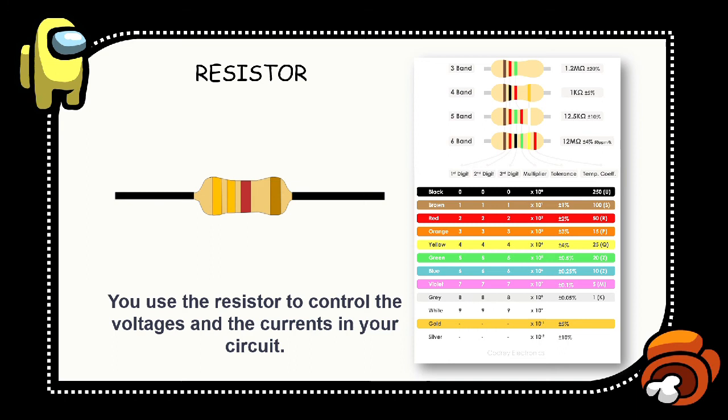You use the resistor to control the voltages and the currents in your circuit. So, ang mga resistor, kay naa siya lahi-lahi na type, kay lahi-lahi man pud ang iyang band. So, naay 3 bands, 4 bands, 5 bands, 6 bands, depende. Pero sa akong gihatag na example, or kaning picture shown here, this is a 4-band resistor.